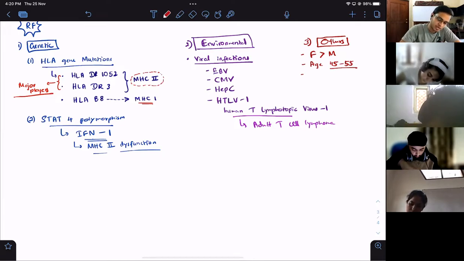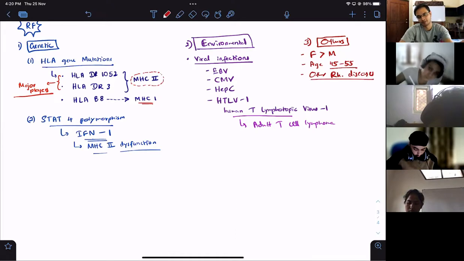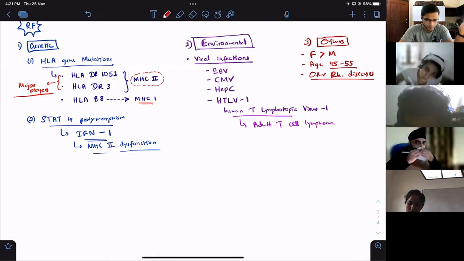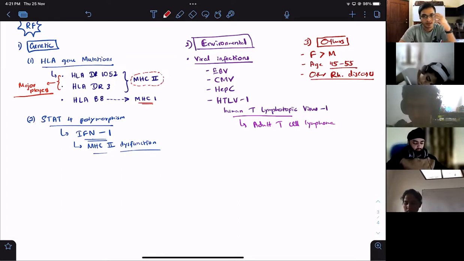And then just know, guys, there is a relationship with other rheumatic diseases. If a patient already has lupus, they are more likely to develop or concurrently have Sjogren's. Lupus, scleroderma, rheumatoid arthritis, all of these rheumatic conditions.